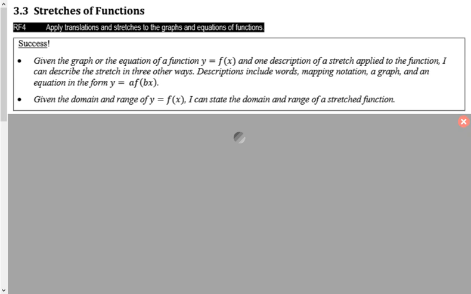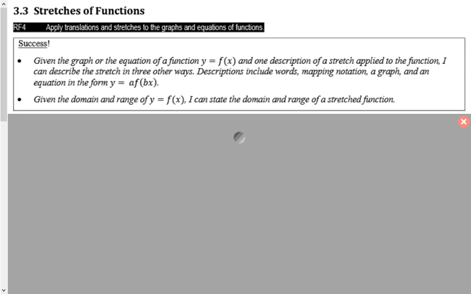And a quick comment here that your workbook will use the terms, what will it use? Expand and compress. Alberta Ed will not use those terms. Alberta Ed will only use the term stretch. So I will only use the term stretch. So when something gets bigger as it's stretched out, we call it a stretch. If something gets smaller as it's squished in, we call it a stretch as well.